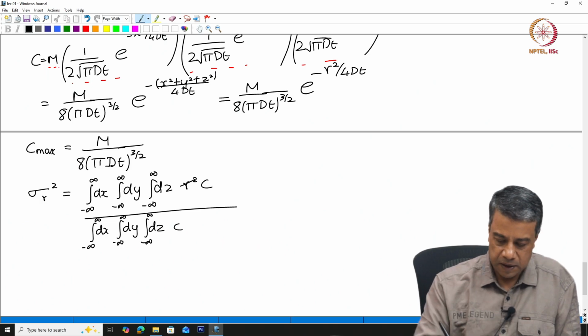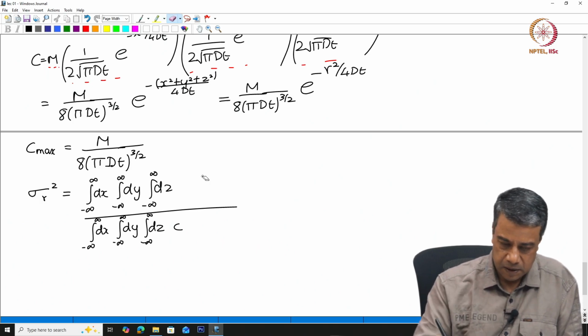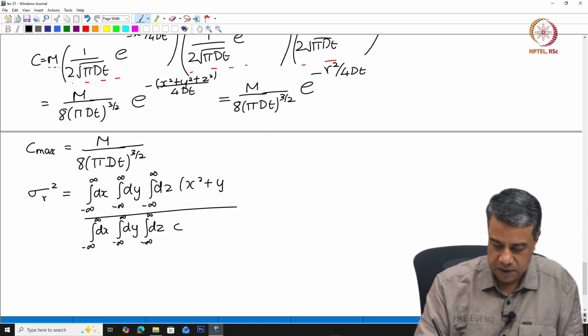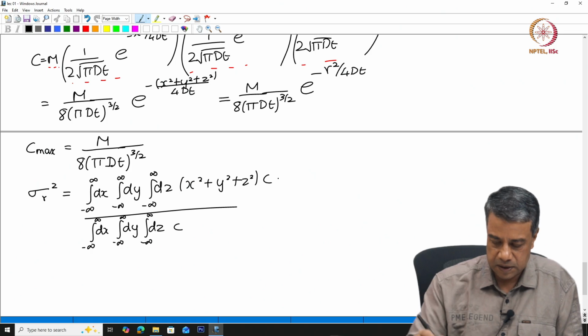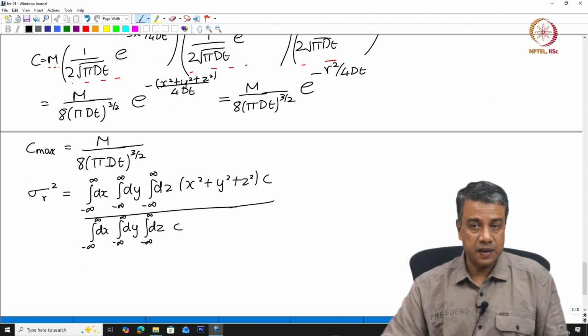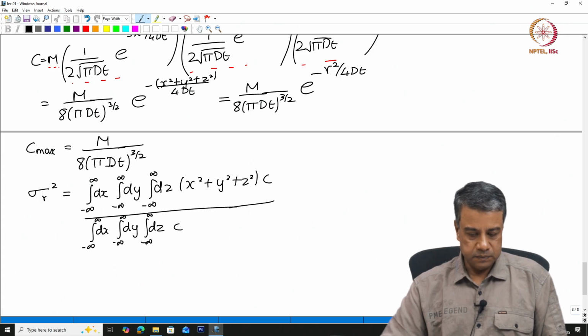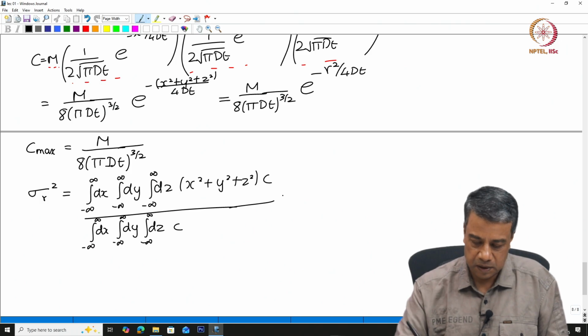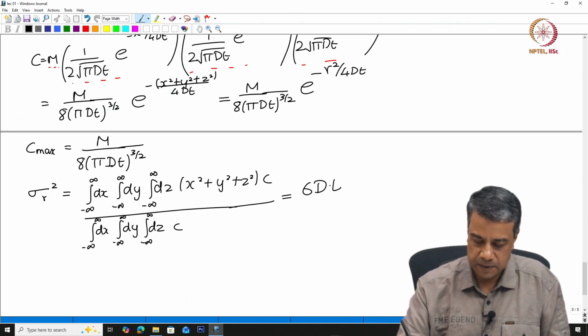Okay. In the numerator, this r square, okay, can be re-expressed as x square plus y square plus z square, into c. Okay. I showed you that the integral of z square times c divided by the integral of c was equal to 2 Dt. Since this is spreading spherically symmetrically, the integrals of x square, y square and z square are all identical. Okay. Each of those gives you 2 Dt. That means that the total is equal to 6 times D times t.